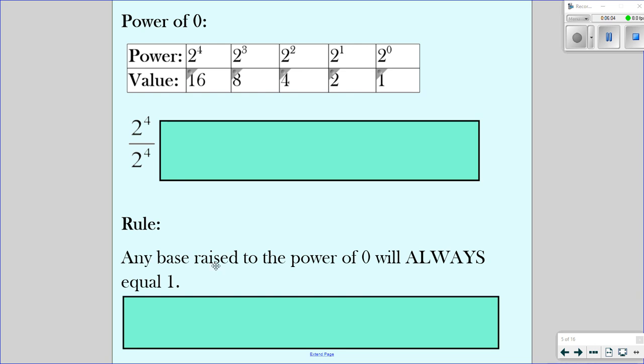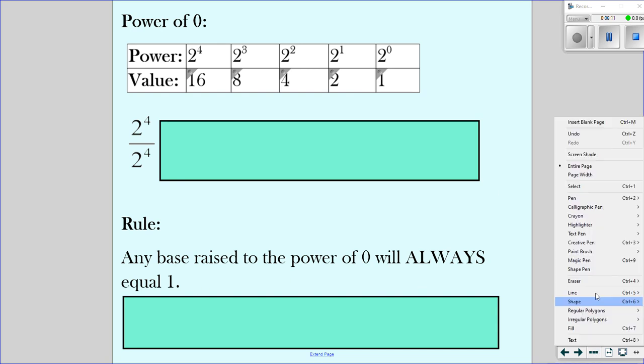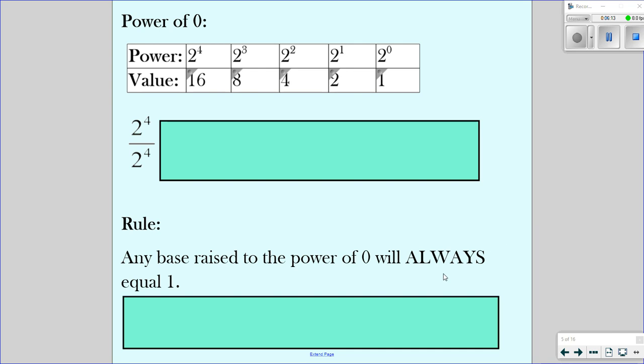So again, any base raised to the power of 0 will always, and I'm going to underline the word always, equal 1. So let's look at this example. We have 2 to the 4th over 2 to the 4th. If you say that it's equal to 1, then I will say that you are right, because any number divided by itself will give you 1.